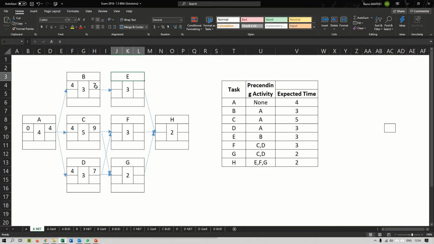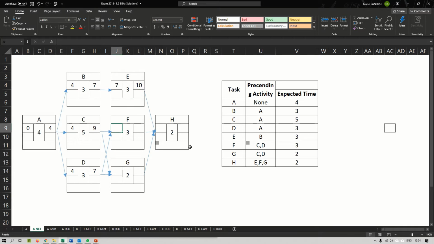Task E starts after task B. Task B finishes on day 7, so task E can start on day 7, and 7 plus 3 would be 10. Perfect. Now let's go to task F, and this is where things start to get a little bit more tricky, where you need to be a little bit more careful.